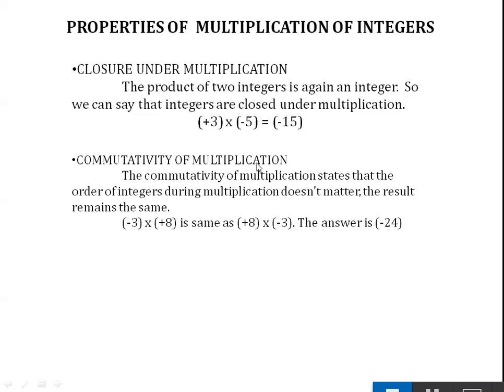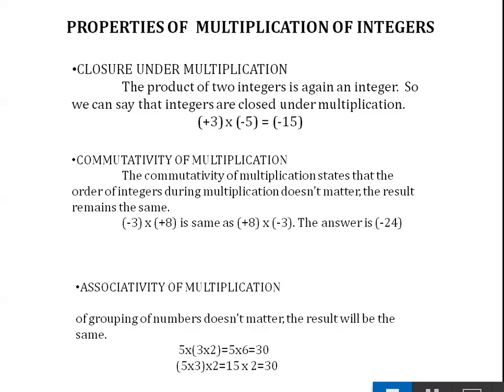Second property, commutativity of multiplication. What is commutativity? When the order changes, the answer remains the same. Here first I did negative 3 into positive 8. You will get the answer as negative 24. If I change the order, positive 8 into negative 3, again the answer is negative 24. So, the commutativity property of multiplication states that the order of integers during multiplication doesn't matter. The answer remains the same.